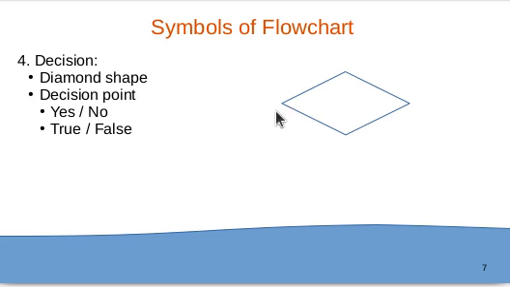Decision symbol is in diamond shape. So if there is any condition where we have two answers, yes or no or true or false, then we have to write this in this diamond shape. This is the decision point. If something happens, yes will be here, no will be here, or no will be here, yes will be here, anything. So this is the decision point and it is represented using diamond shape, and we have to write in this diamond shape to show which decision we are taking in this step.